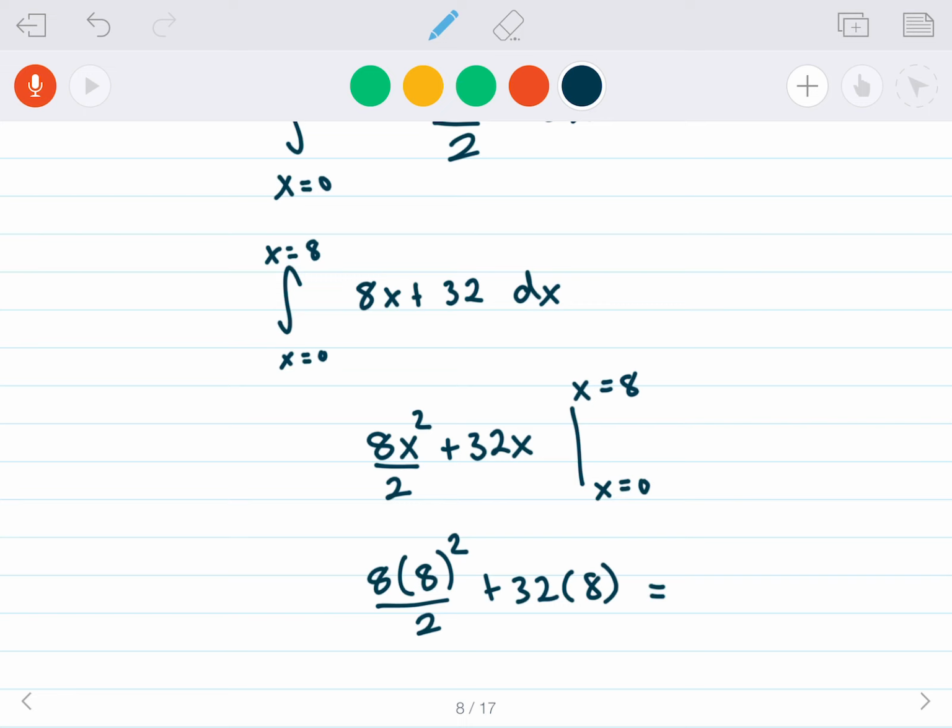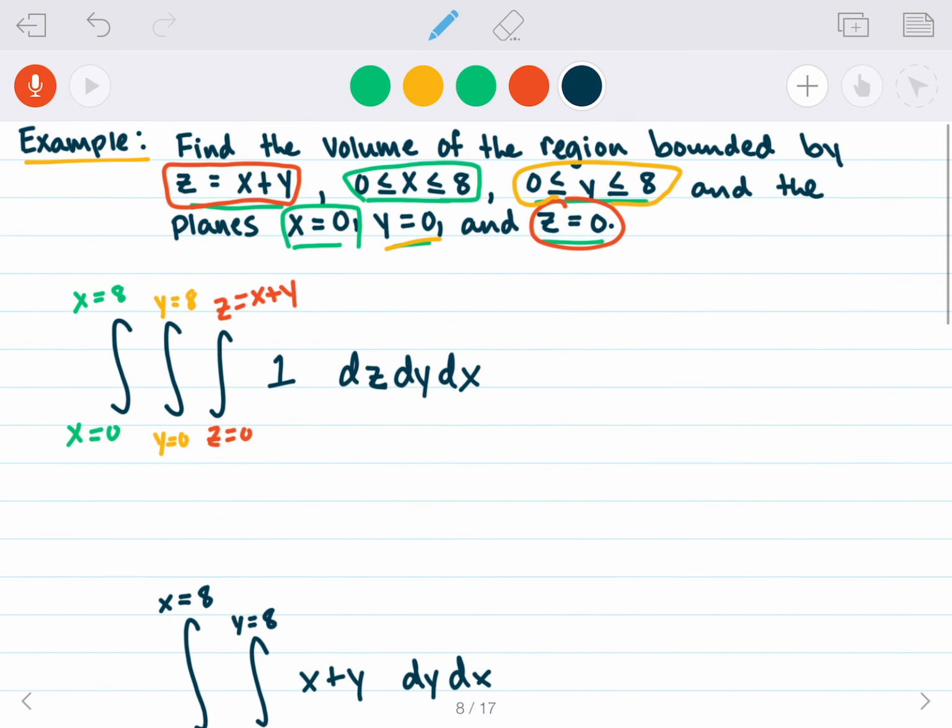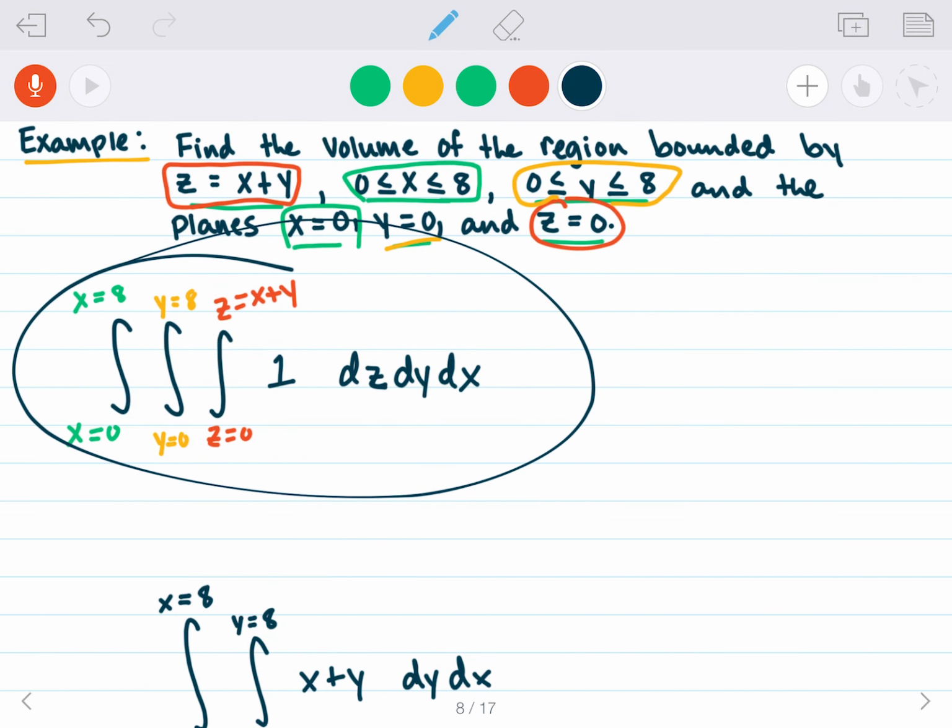Okay, so let's go ahead and compute this. Okay, so I'm getting 512. Okay, so that is the value of this triple integral right here, the volume of the region bounded by these surfaces.